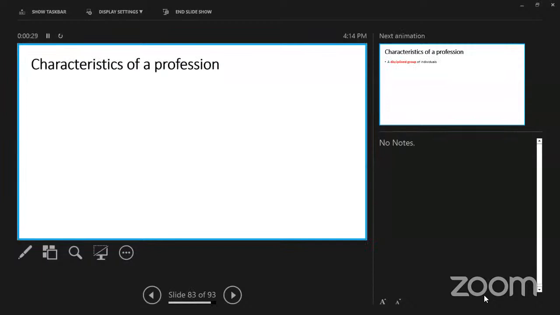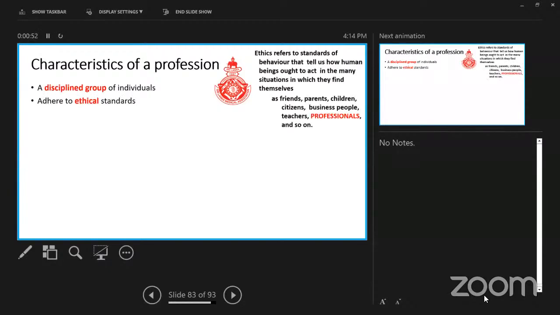Before professionalism, I want to give you some idea about a profession. What is a profession? A profession is a disciplined group of individuals, like in this case, we are gathered together by the Sri Lanka Medical Association. One of the characteristics of a profession is that it adheres to ethical standards. This is the most important thing. There are certain ethical standards that govern the profession.